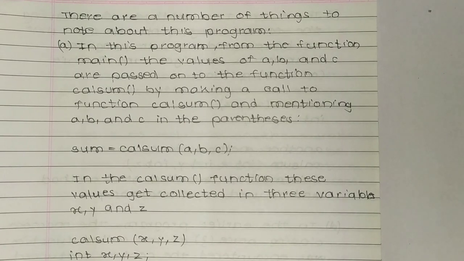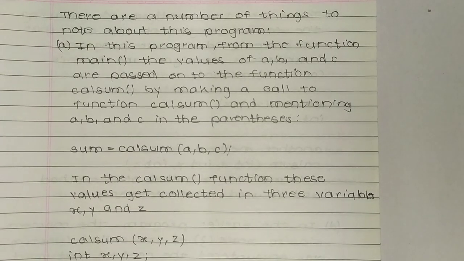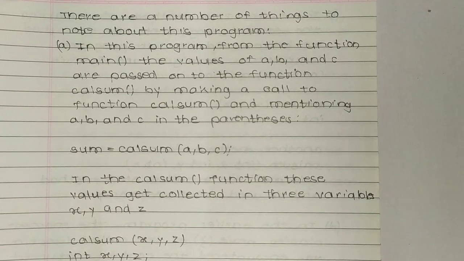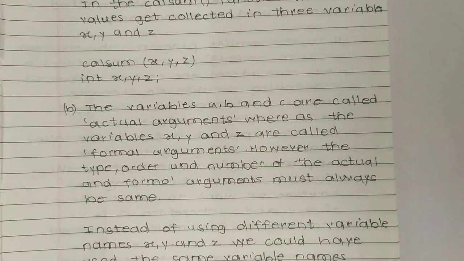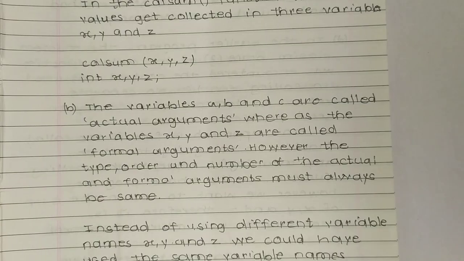So here we are mentioning sum is equal to the function calsum. In the calsum function, these values get collected in three variables x, y and z. That means a is x, b is y and c is z. So they are being collected in three variables: calsum(x, y, z) with int x, y, z.